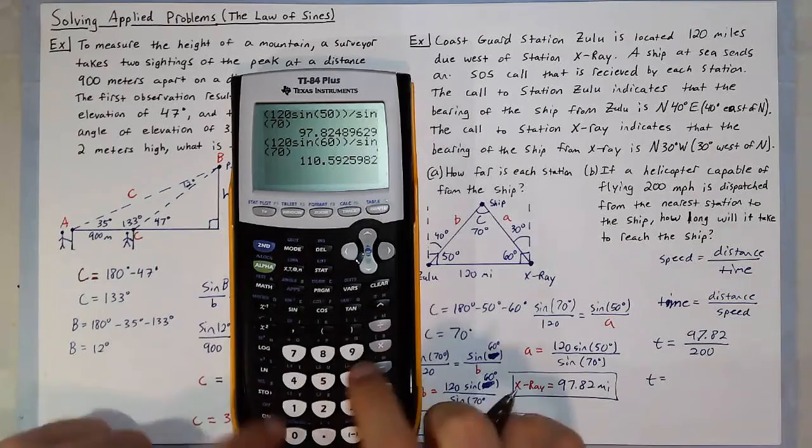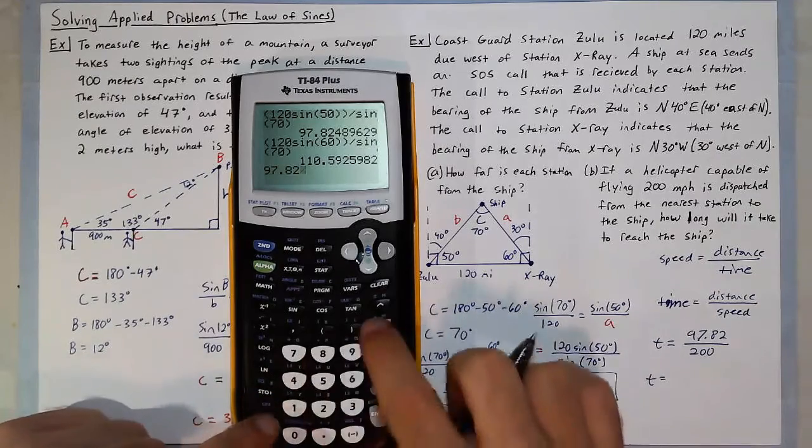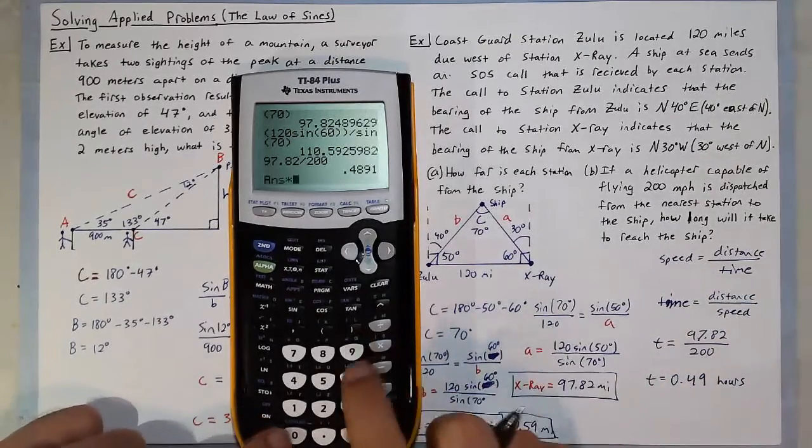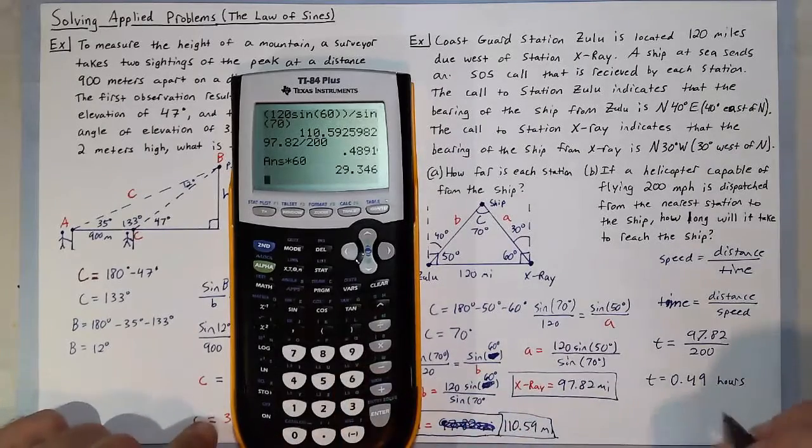So 97.82 divided by 200 gives me 0.49 hours. Or if I convert that to minutes, multiply by 60, about 29 minutes to reach the ship.